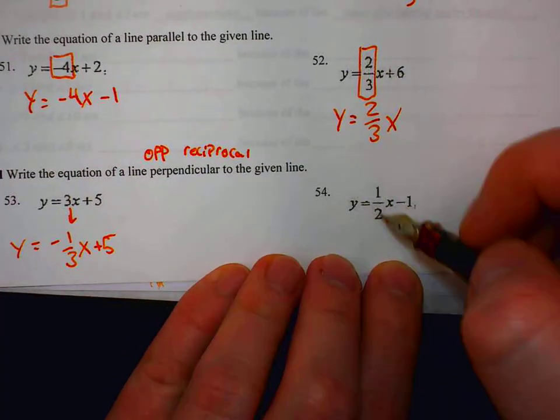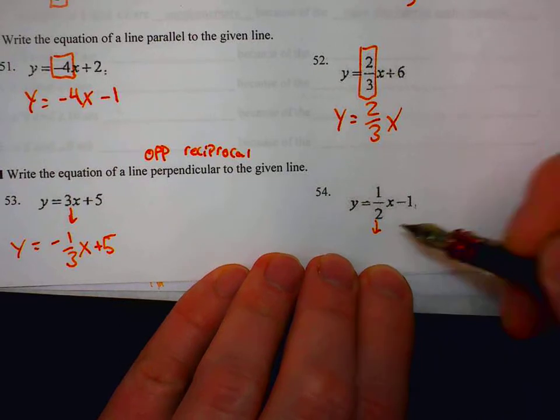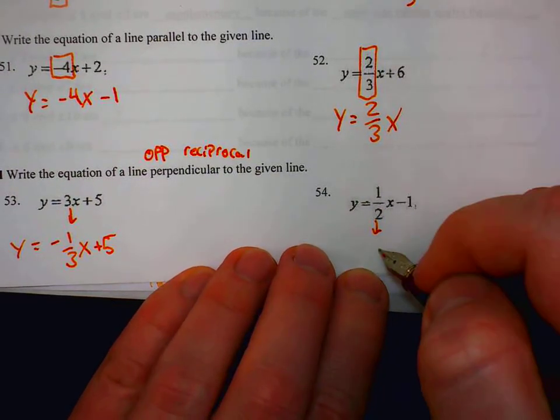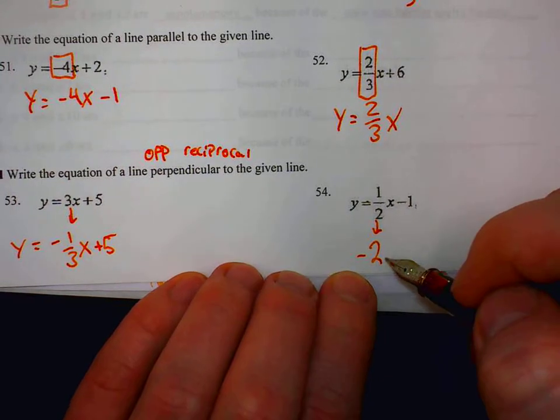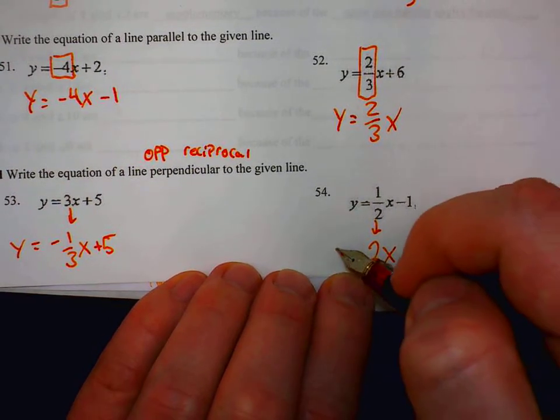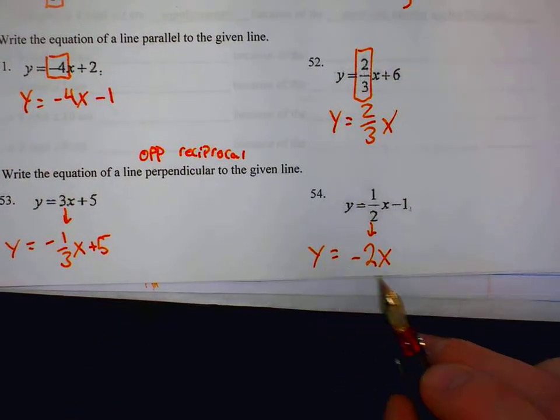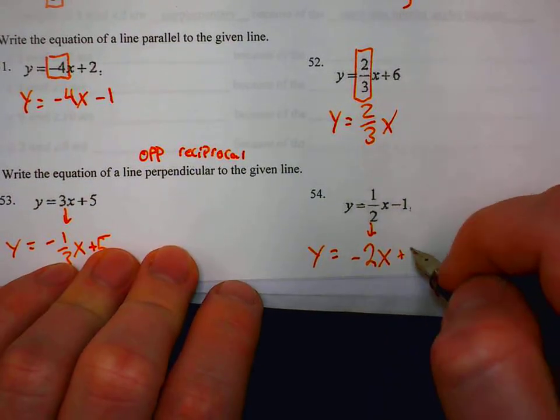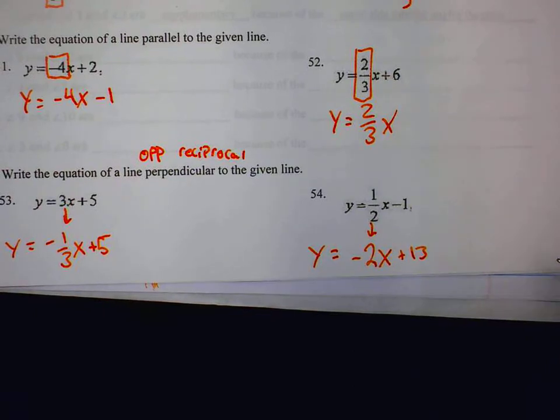And finally, 54. The opposite reciprocal: this one is positive, so the opposite would be negative, and if I flip this upside down, it would be -2. Y equals -2x, and again, I just need to pick a y-intercept. I'll pick 13, because why not? And this ends the Unit 3 review packet videos.